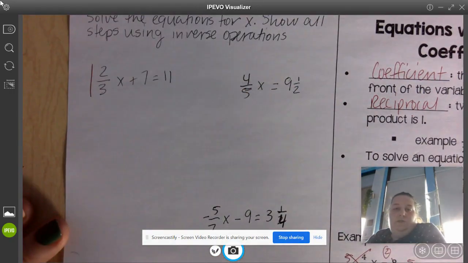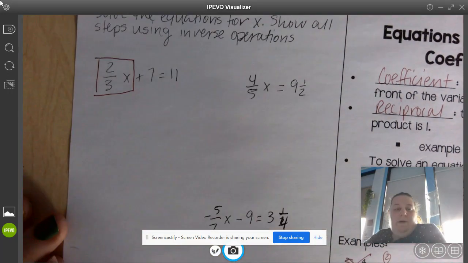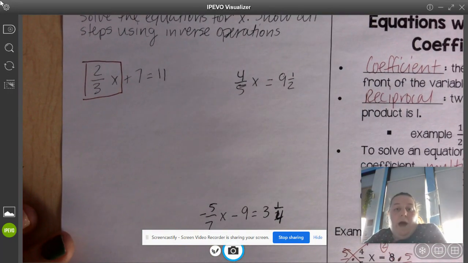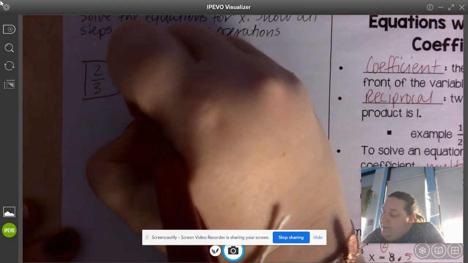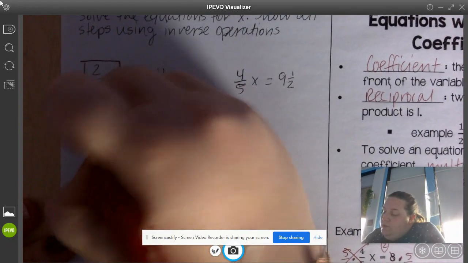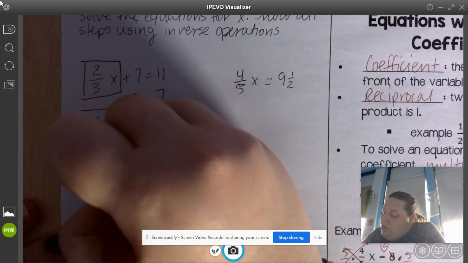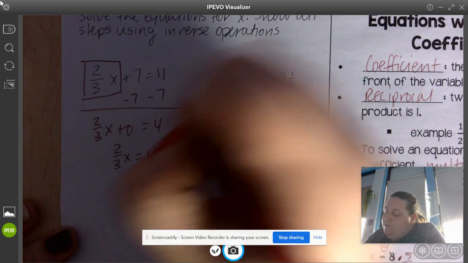Well, two of them are two steps, which is really where we're going. So I like to start by boxing my variable term. This is not a required step, just recommended to help you organize your work. So I'm going to start by subtracting 7 on both sides. That leaves me with 2/3 x plus 0 equals 4, which is just 2/3 x equals 4, okay?